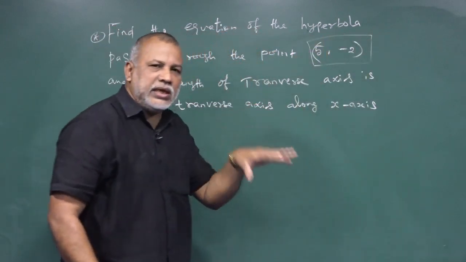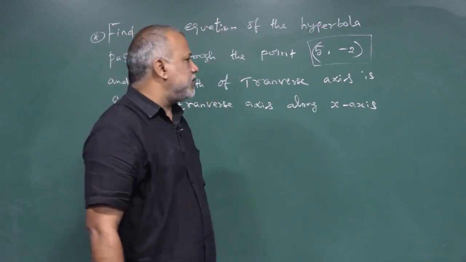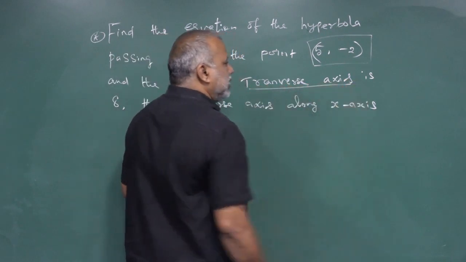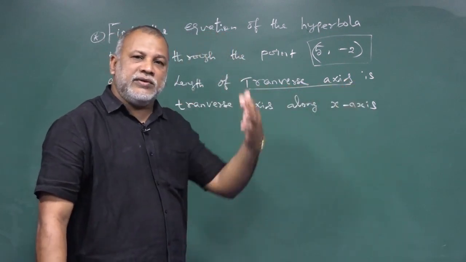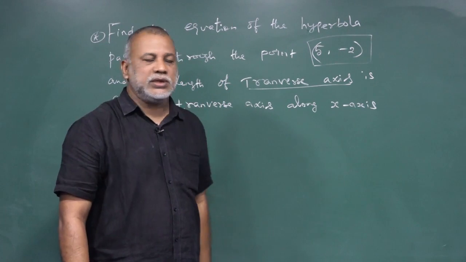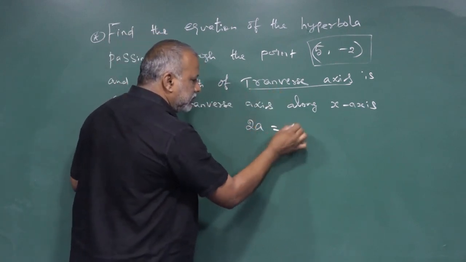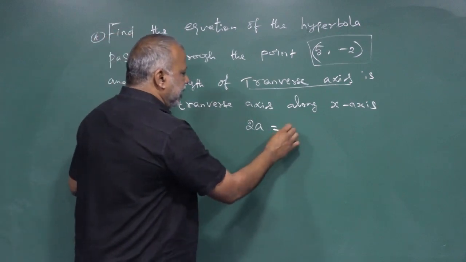Listen carefully. The equation passing through a particular point 5, minus 2. And the length of the transverse axis. See the word? Length of the transverse axis. Already we discussed in your theoretical concept. Length of the transverse axis is 2a. So 2a equal to 8.